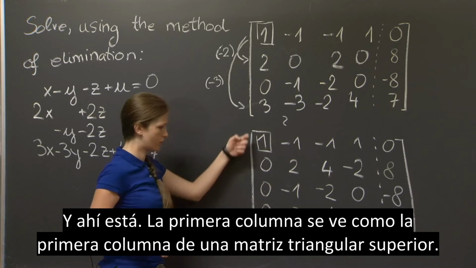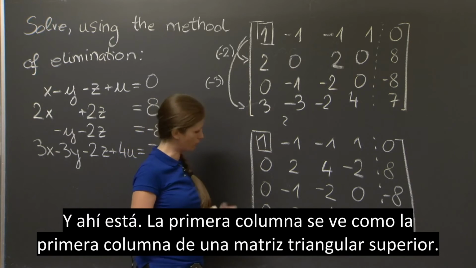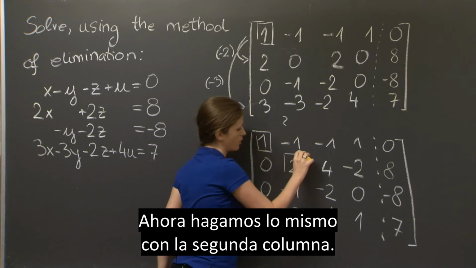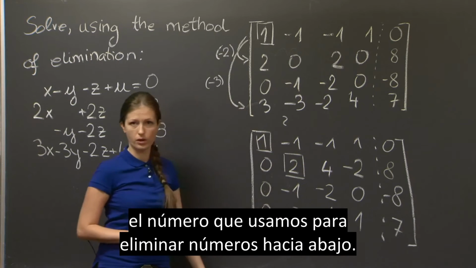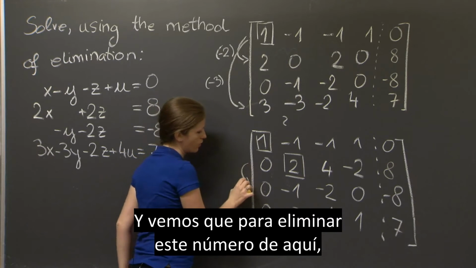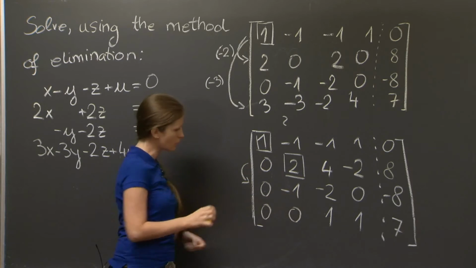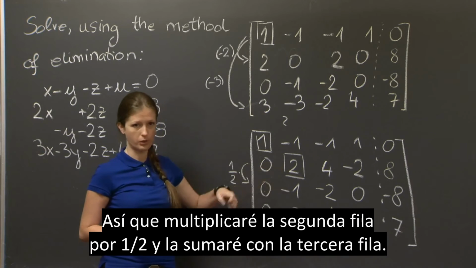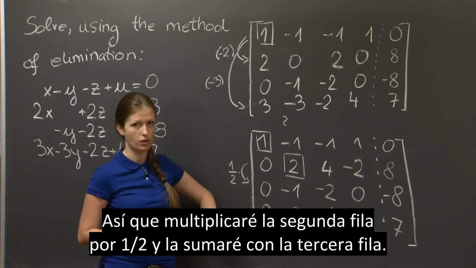And there we go. The first column looks like a first column of an upper triangular matrix. Now let's do the same to the second column. This is going to be our pivot, the number that we use to get rid of numbers under it. And we see that to get rid of this number here, we will need to multiply the whole second row with 1/2 and add it to the third row.